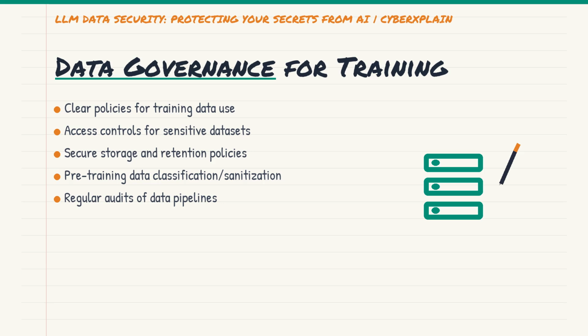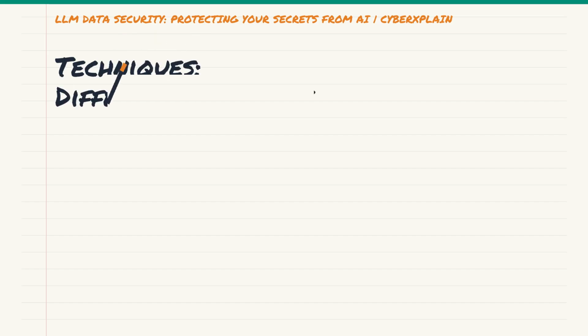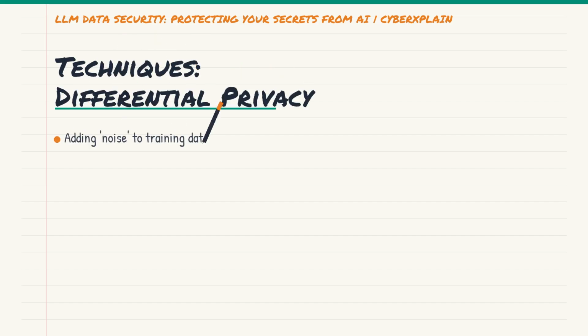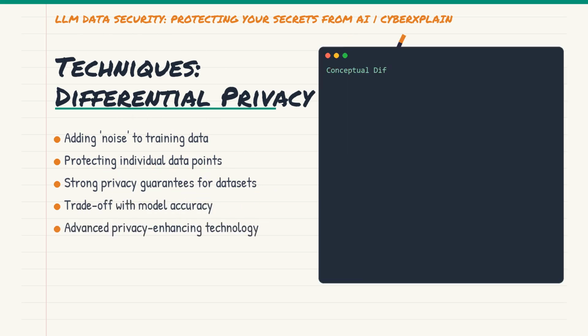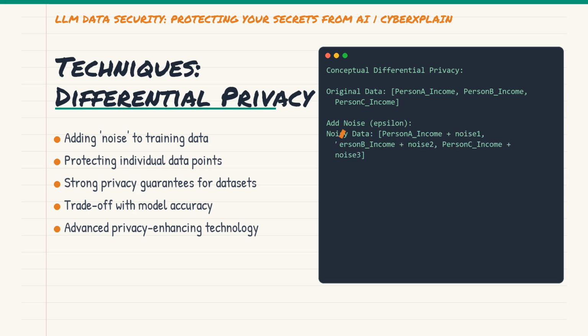Regular audits of training data sources and processes are crucial to ensure compliance and security, just like you would with any other critical data asset. One advanced technique to protect sensitive information within training data is differential privacy. This method adds a controlled amount of noise or randomness to the data during training in a way that makes it virtually impossible to infer details about any single individual in the dataset, even if you know everything else.